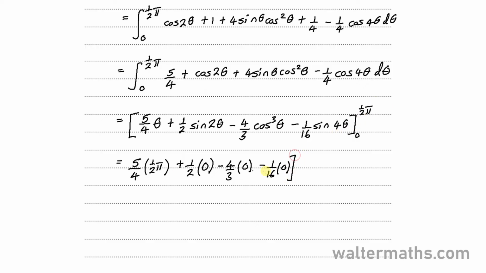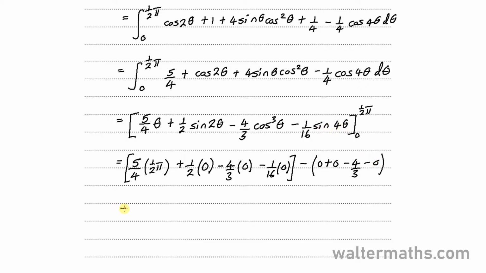Now we want to substitute 0, so it has to be minus for 0. Substituting it into 5/4 of theta, we get 0. Substituting it into half of sine 2 theta, we get 0. Substituting it into minus 4/3 of cos cubed theta. Now cos of 0 is 1. So here we'll be having minus 4/3 of 1, which is just minus 4/3. And it's minus here, minus 1/16 times sine of 0, we get 0.